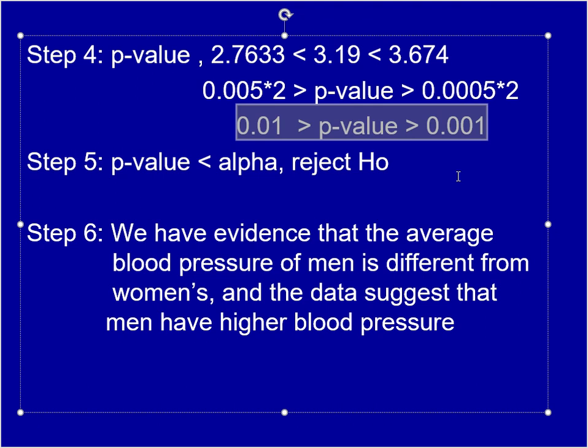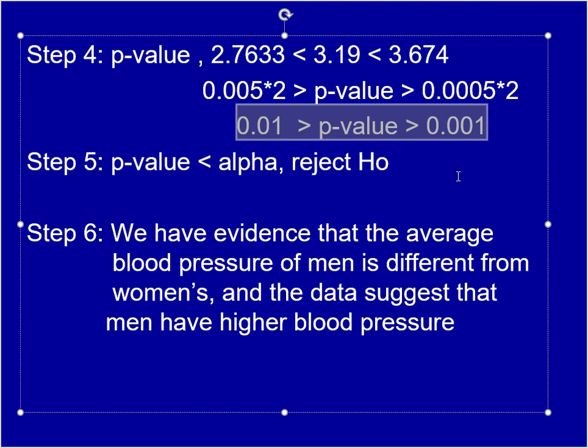Because remember, the p-value is calculated under the assumption that the null is true. What is the null? There's no difference in average blood pressure for men and women. So if in fact there was no difference in average blood pressure between men and women, the probability that I will observe a difference of 12 between men and women, or even more extreme than 12, would be between 1% and 1 per thousand.